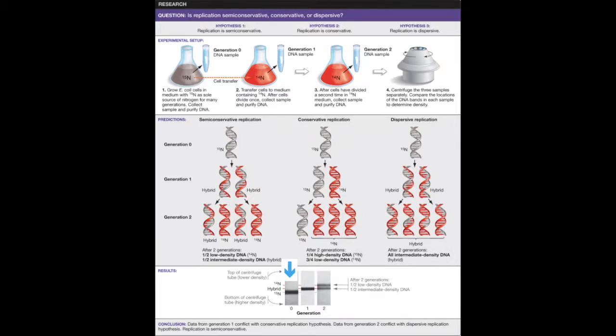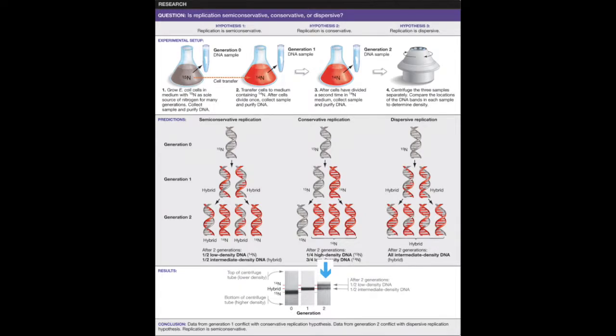Generation 0 sample produced a single heavy band corresponding to the density of nitrogen-15 isotope, which was expected since the E. coli cells were originally grown in a medium containing this isotope as the sole source of nitrogen. Generation 1's sample produced a single dark band indicating an intermediate density, which was a hybrid between the densities of both nitrogen isotopes. At this point, conservative replication was ruled out because Generation 1's sample would have produced two distinct bands instead of only one if the original parental molecule was completely conserved.